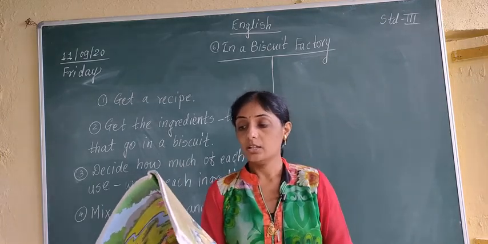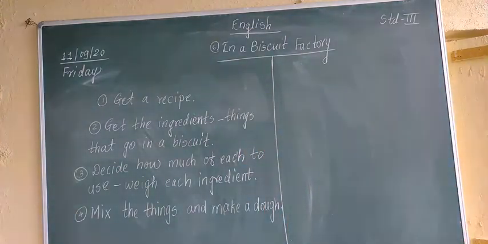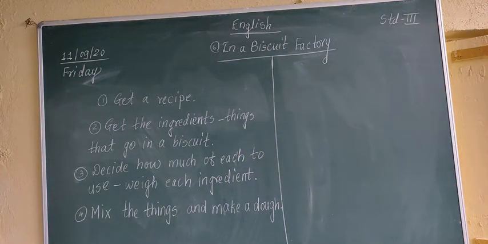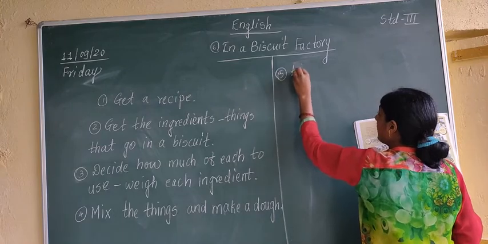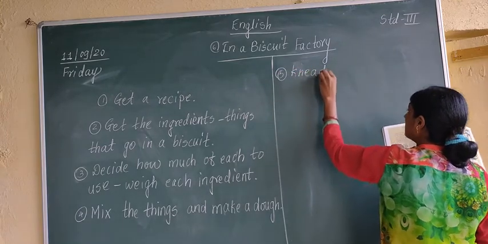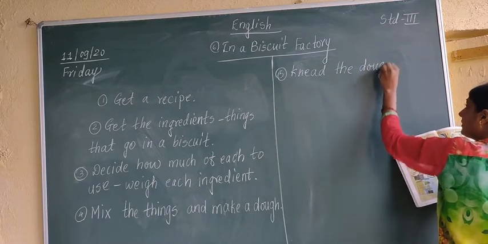Fifth one is knead the dough. Is it visible? Is the fourth point visible? Yes. The fifth point I will write down on the next part. Fifth one is K-N-E-A-D, knead the dough.